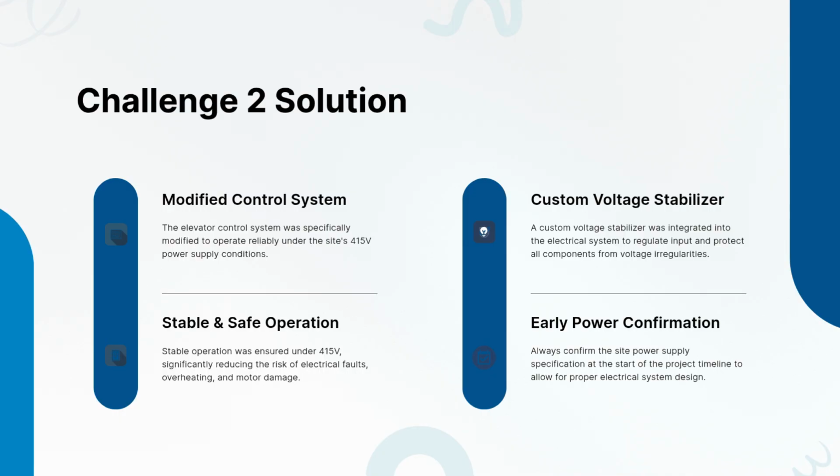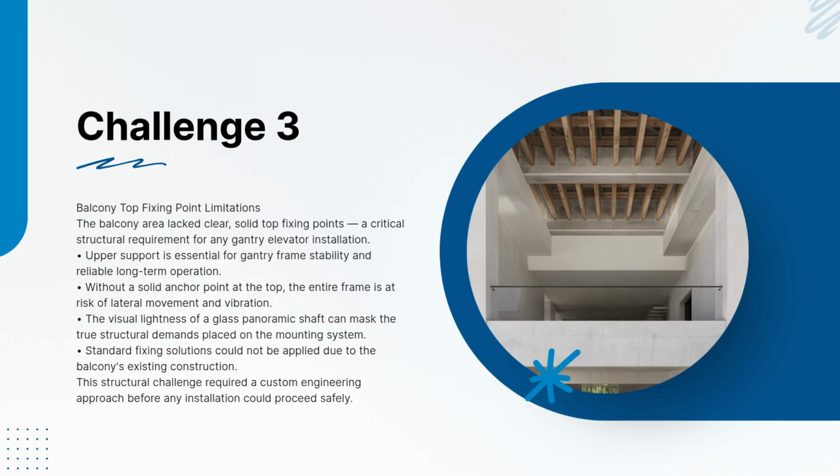For this project, a custom voltage stabilizer was integrated into the control system. The goal was to support consistent operation under the local grid condition and reduce the risk of electrical instability. This is an important reminder for villa elevator projects. Power supply should be confirmed early, not after the elevator design is finished.